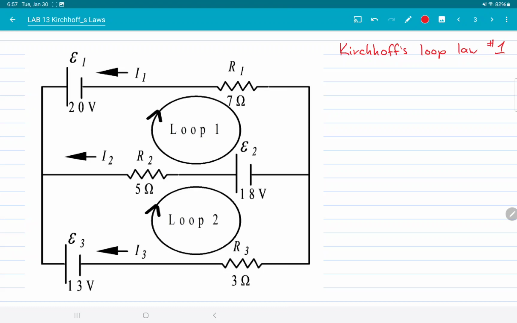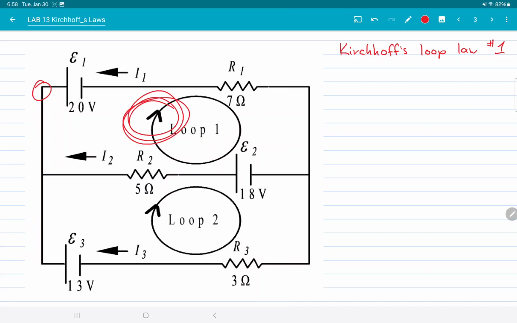Well, in loop 1, I simply need to pick a starting point. Now, I could pick a starting point like right here, but sometimes I think it's easy to pick a starting point that is, maybe at a corner or something kind of visually easy to remember. I started there.